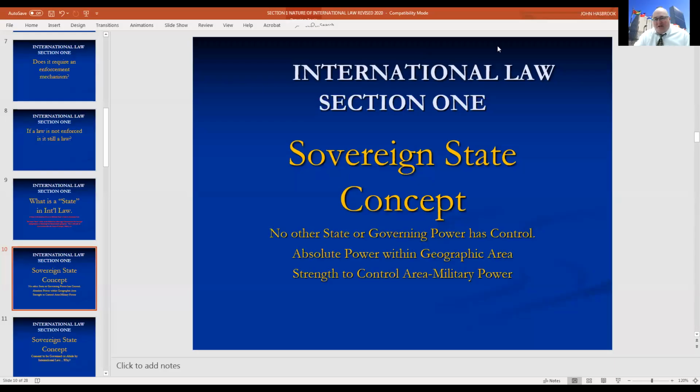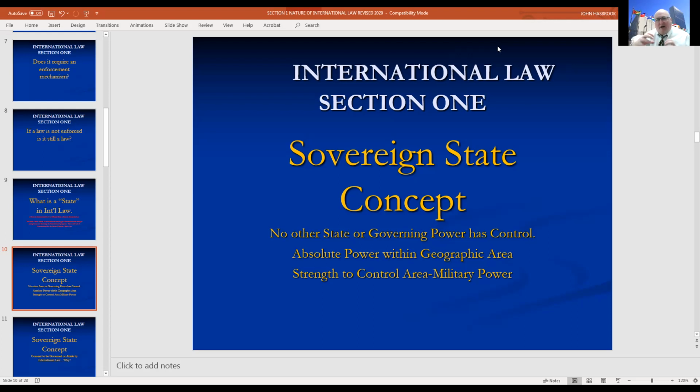Okay, that leads us to this next slide: the sovereign state concept in international law. So when we talk about sovereign state, what we mean by that is the power that's held by the governing entity within a geographical area that has control. And when we say a sovereign state, the term sovereign means that no other power, be it military, economic, political, social, whatever power you want to talk about, has higher authority within that area.